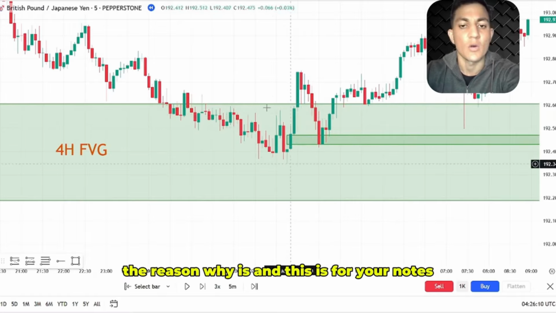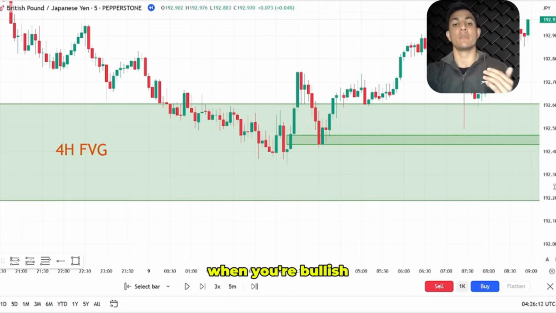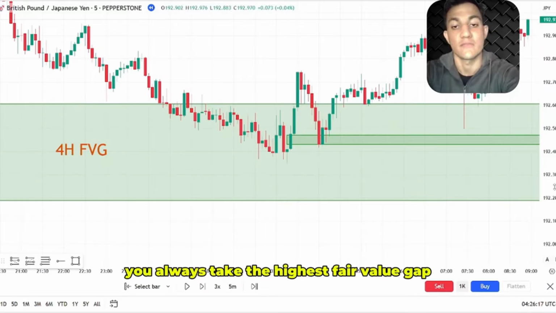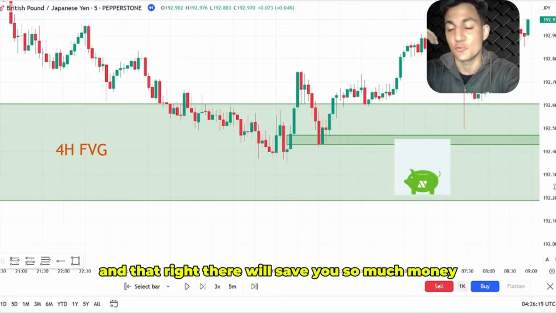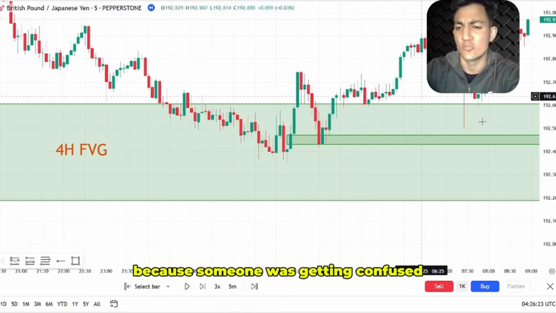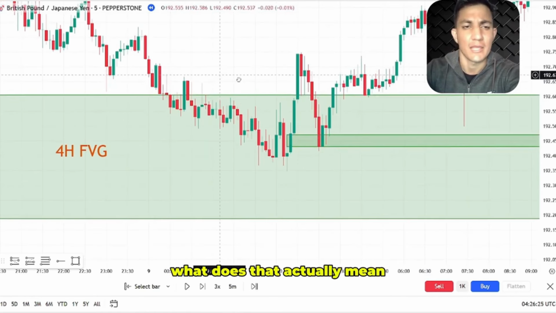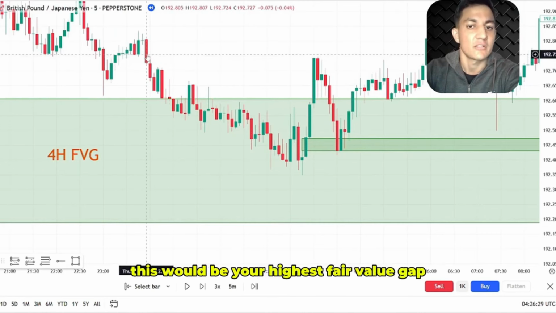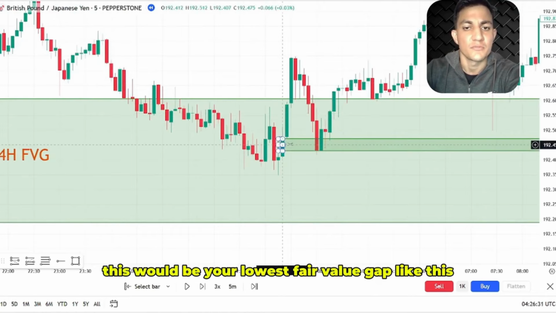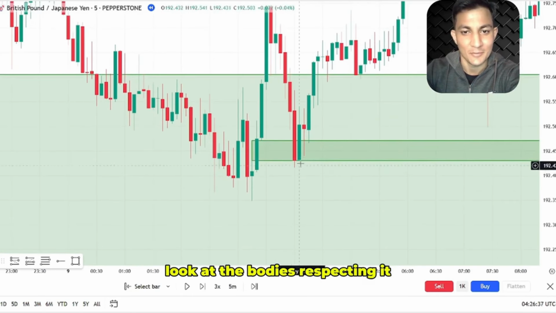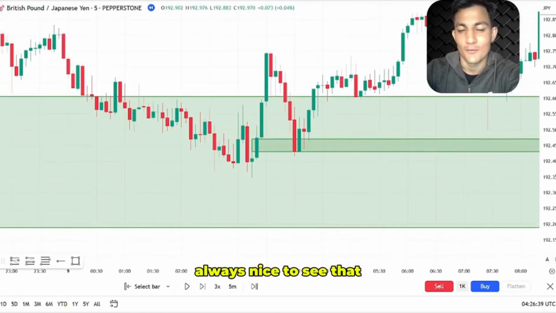The reason why is, and this is for your notes, when you're bullish, you always take the lowest fair value gap, and when you're bearish, you always take the highest fair value gap. And that right there will save you so much money. It's actually insane. What that actually looks like, because someone was getting confused in the comments, asking what does that actually mean? Let's say you were bearish, this would be your highest fair value gap, and because we're bullish, this would be your lowest fair value gap, like this. And beautiful respect here. Look at the bodies respecting it. Always nice to see that.